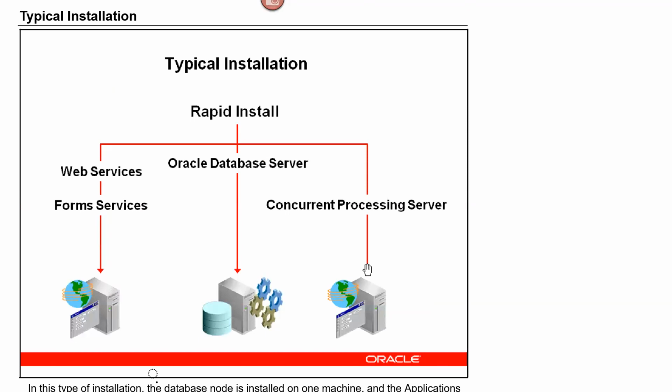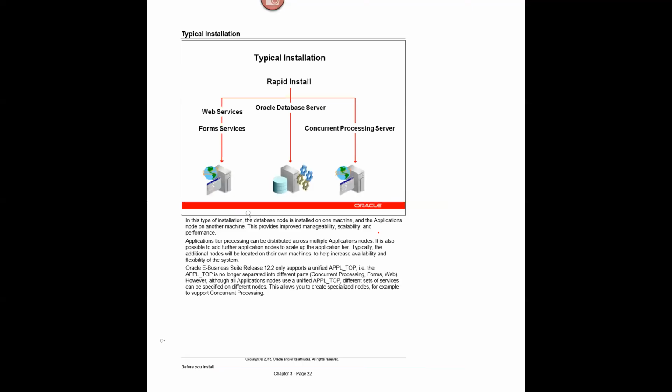Looking at this, it is a 3 node system. This is the database server on 1 node, web and forms are on 1 node, and the concurrent processing server is on another node. This is also an application tier, and this is the database server. So why did they separate web and forms from the concurrent processing server? Maybe the company has a lot of reporting requirements, so that's the reason they have a separate concurrent processing server.